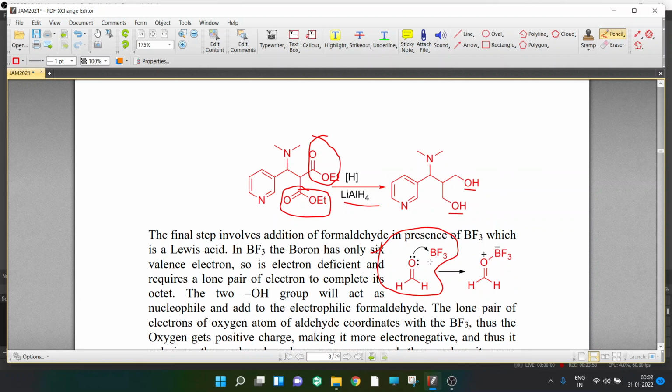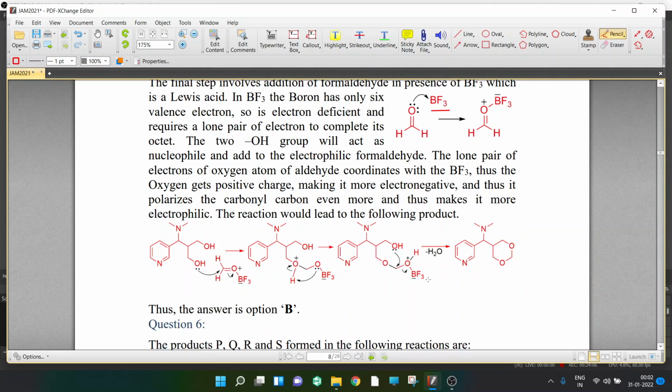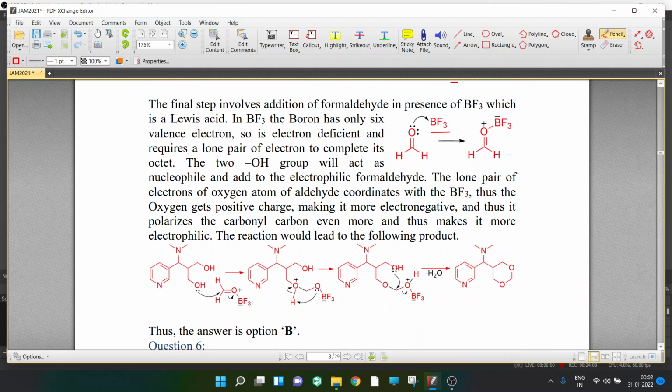BF3 is a Lewis acid, so it helps in formation of acetal. Because this diol is there, it will form a cyclic acetal, right? So I think I would have written the mechanism. Yes, this goes and attacks here, and you get this species. Then oxygen goes and attacks here. This comes up, and this picks up a proton. You get this. This goes and attacks here. You must practice all this mechanism, and then you get this acetal formation.